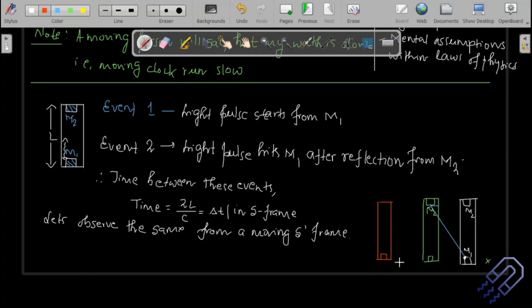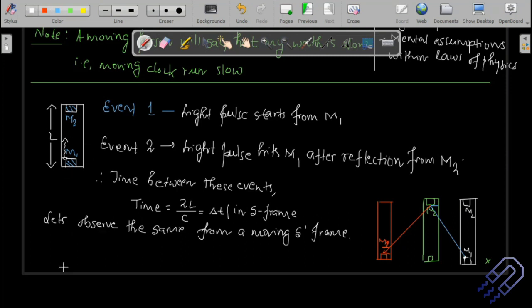So this is again M1, and at the bottom we have M2. The light pulse goes here, then comes back and hits. This is the scenario that happens if the entire system is moving, and that is very important to understand right now. Maybe I can write down one line here which will make it a bit clearer.